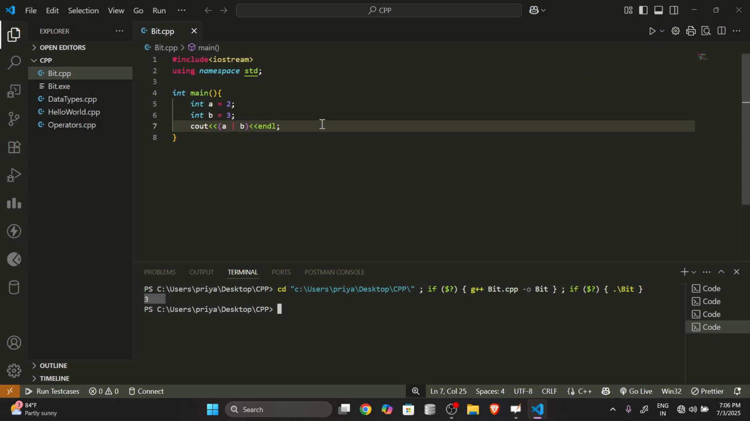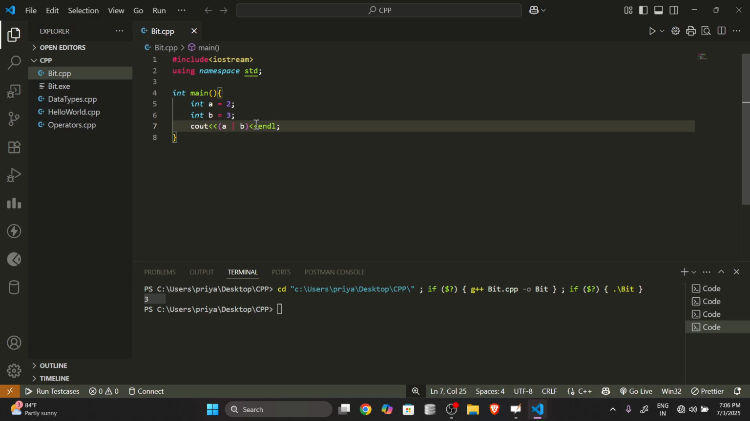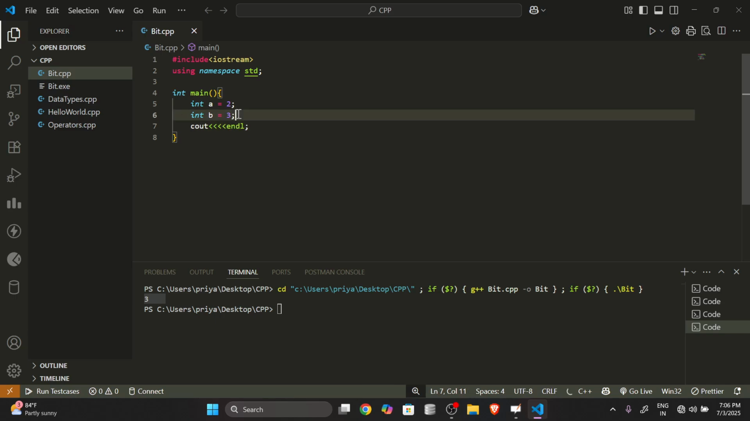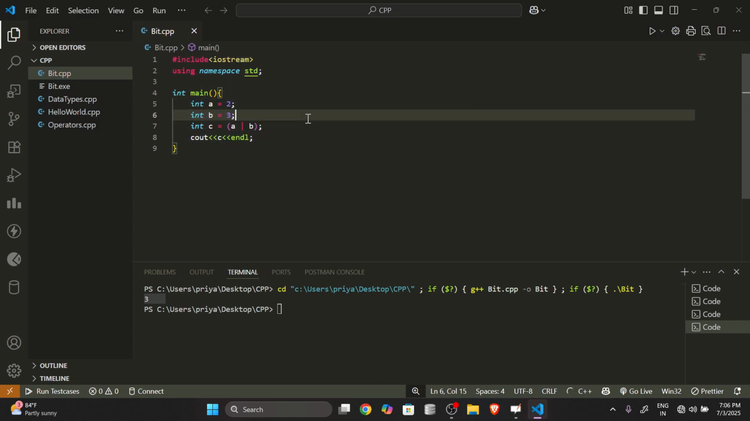Why is this? Because I already told you that when we try to find the bitwise OR, it works this way. So this was all about bitwise OR. One more thing that you can do is, instead of just printing directly, you can also store this value within some variable, let's say c, and now you can print this variable c. It will give the same thing, 3.